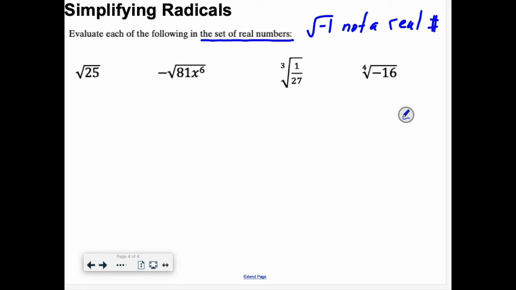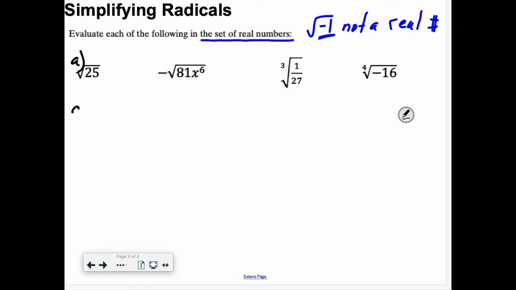There are no two numbers that multiply together to be -1. It won't work. So, not a real number. And let's take a look at these. We're going to simplify each one. And even though we're in the set of real numbers, we're going to list down every single solution that we can possibly think of. So let's do A here.